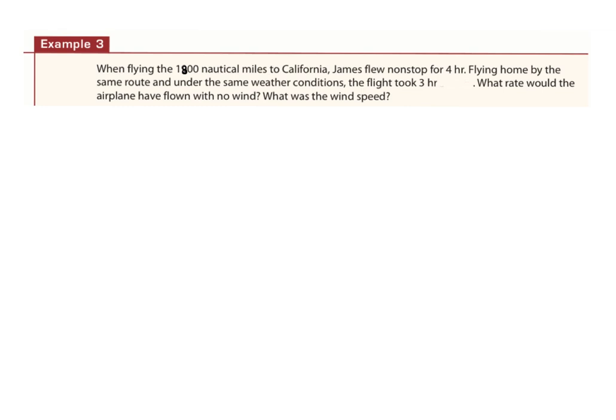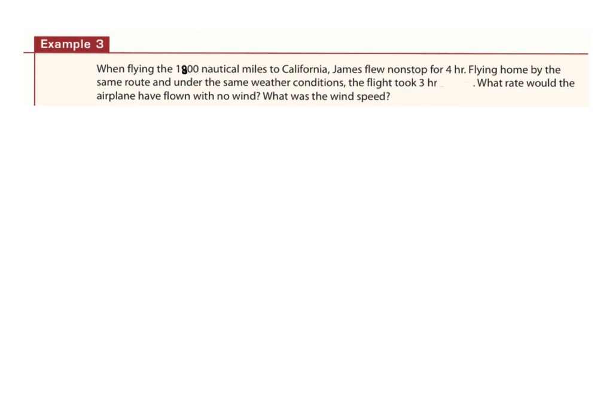When flying the 1,800 nautical miles to California, James flew nonstop 4 hours. Flying home by the same route and under the same weather conditions, the flight took 3 hours. What rate would the airplane have flown with no wind? What was the wind speed?